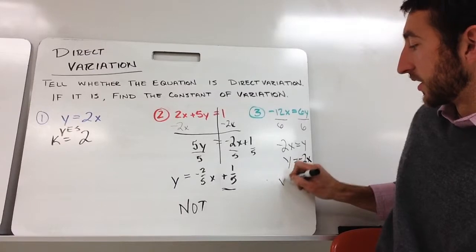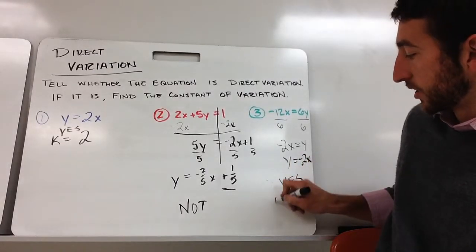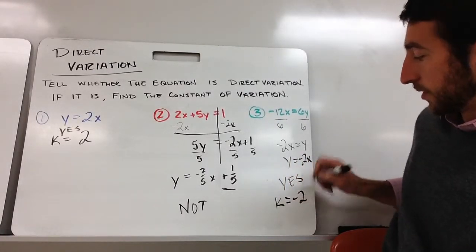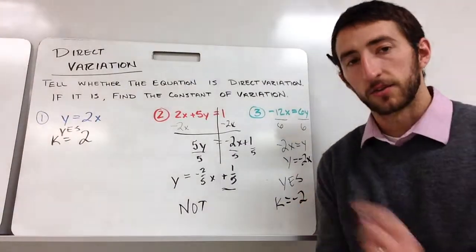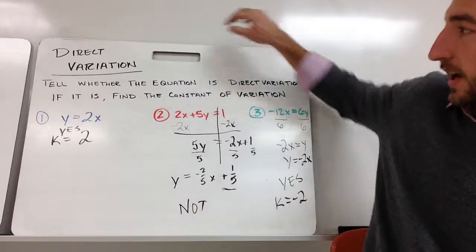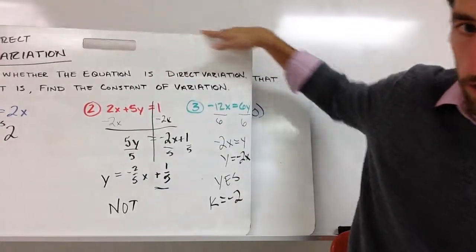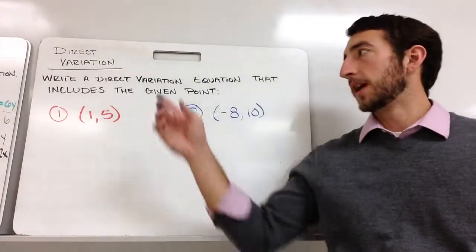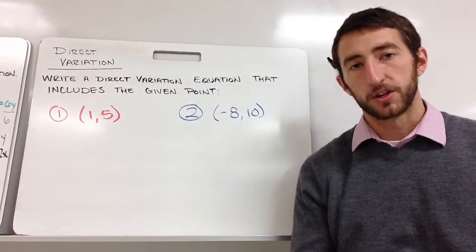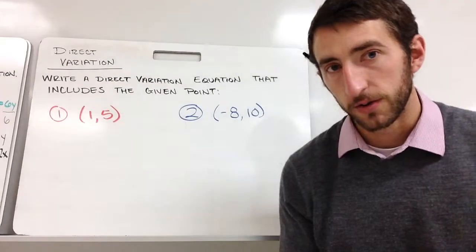So then that is a yes, that is direct variation, and my k is equal to negative 2. So that one is direct variation, and my k is negative 2. You just got to do a little bit of algebra for that one. All right, now you may be asked to do a direct variation equation that includes the given point.